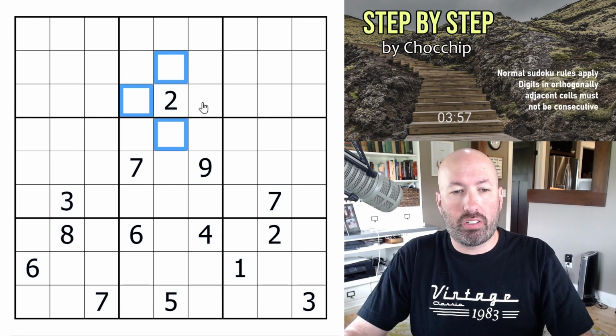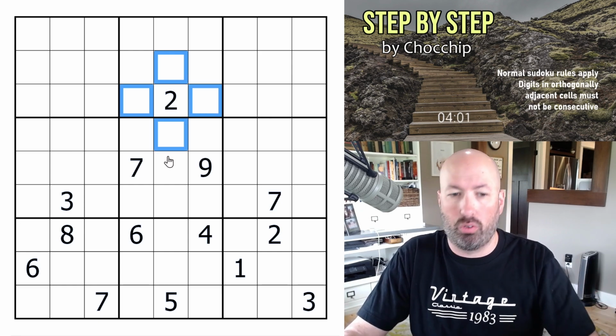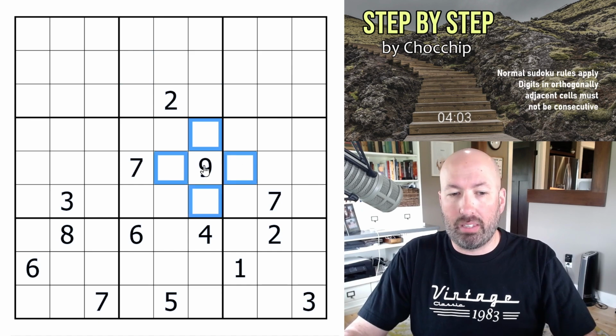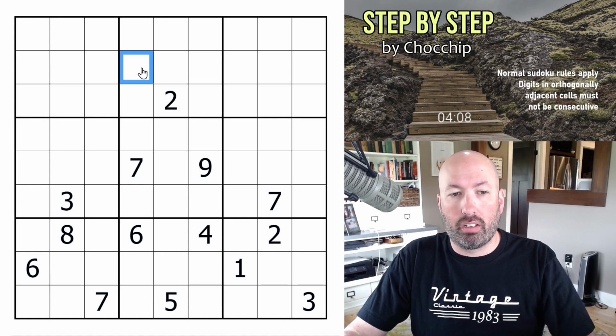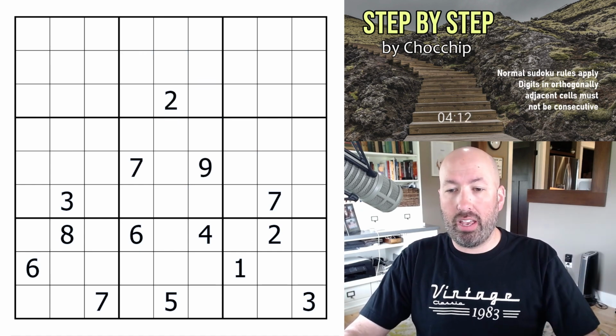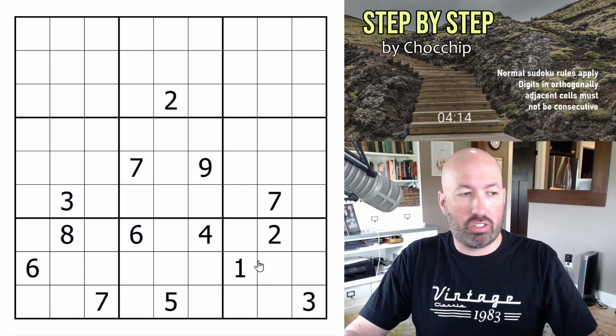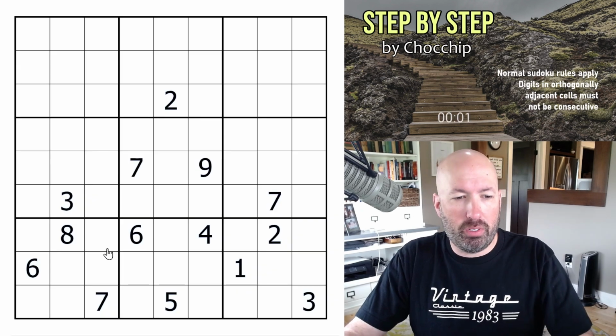So these 4 cells right here cannot be a 1 or a 3 because they would be consecutive to the 2. These 4 cells can't be the 8 because they would be consecutive to the 9. But this one could be a 1 because it's diagonal, and that's okay. And that's it. Just regular Sudoku and non-consecutive. So I'm excited to try it out. I'm going to reset the timer here, and we will get to it.